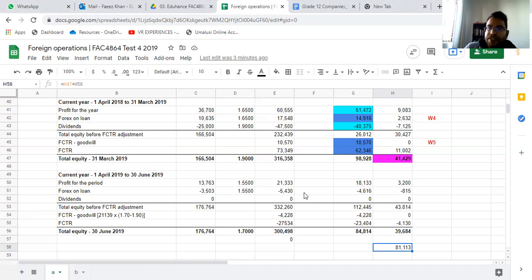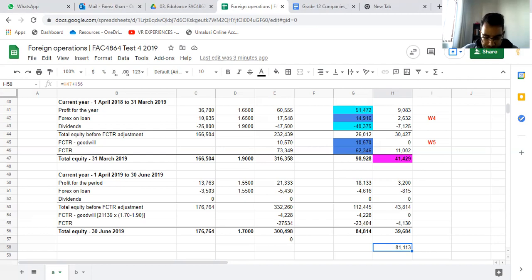So just take a look at this quickly, okay? What we're going to do, so remember the way the consolidation works is that for consolidation, we recognize 100% of assets, liabilities, income, and expenditure. Okay, so just take note of that.